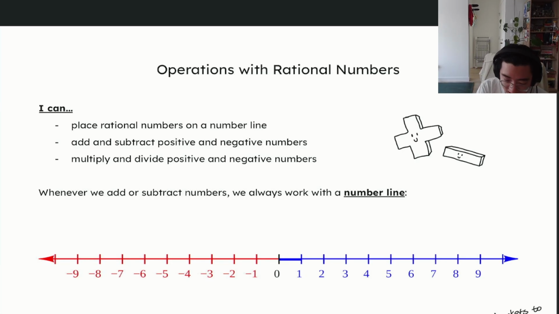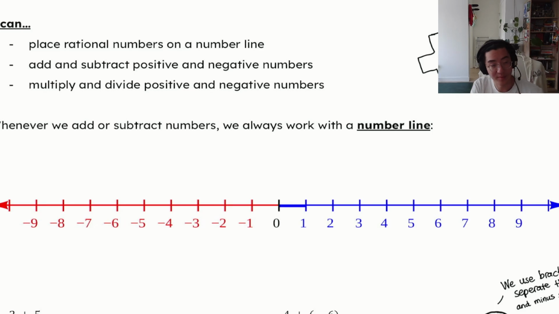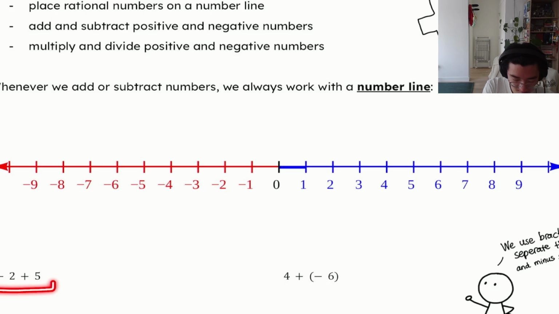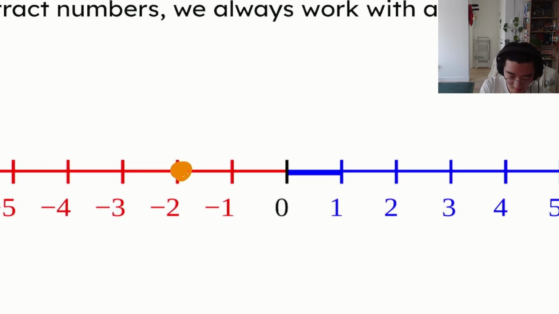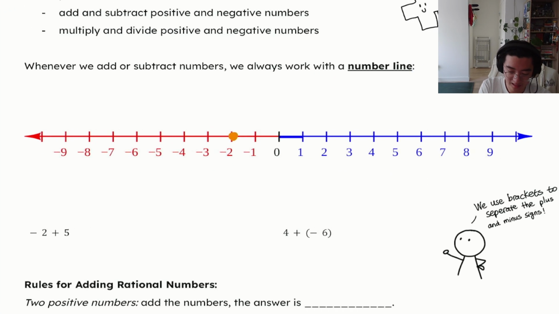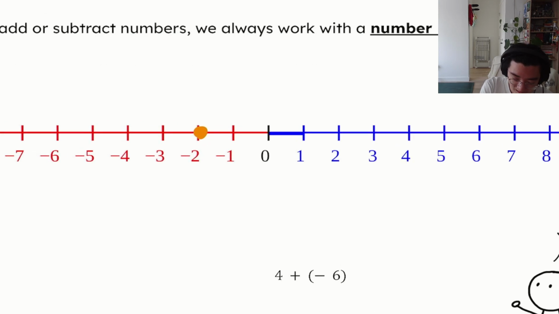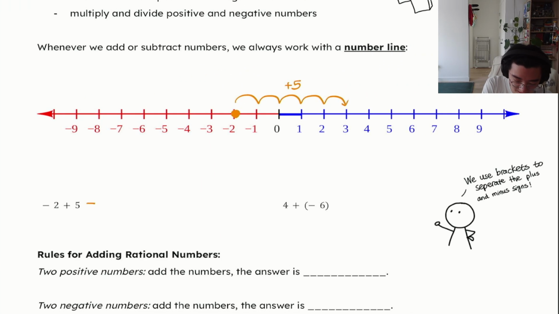Starting off with adding and subtracting, we can always use a number line for that. Let's take the first one here, -2 plus 5. We start at -2, right there. Then we have to add 5 to it. When we're adding, we're moving to the right of the number line. So, going 1, 2, 3, 4, 5, which means that we get 3. Okay, that's pretty much it.